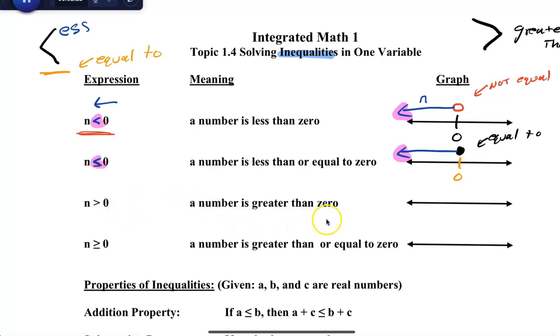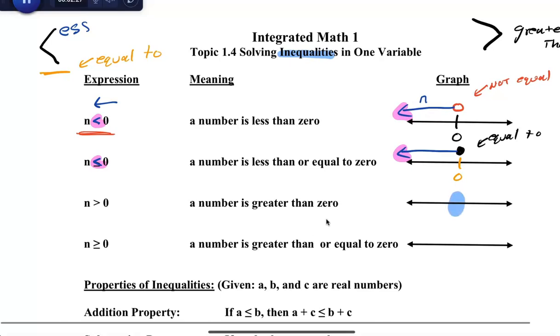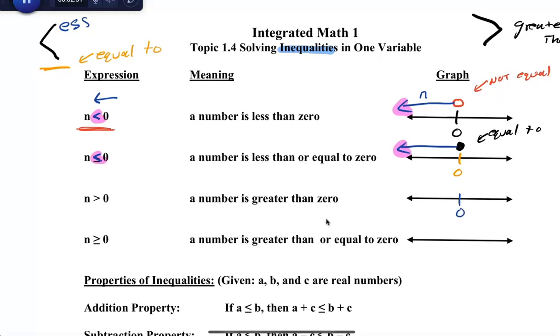A number is greater than 0. So we have 0, and then greater than is going to be an open circle to the right. Again, this guy should be matching this guy. And again, that line is your variable, so n is that way. And then a number greater than or equal to 0, same idea, but now it's greater than or equal to, so it's a closed circle and to the right. So those are the graphs we're going to draw.